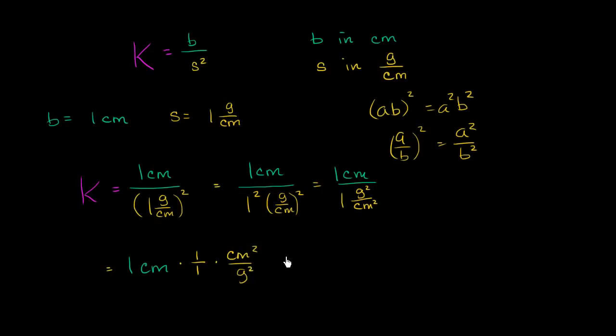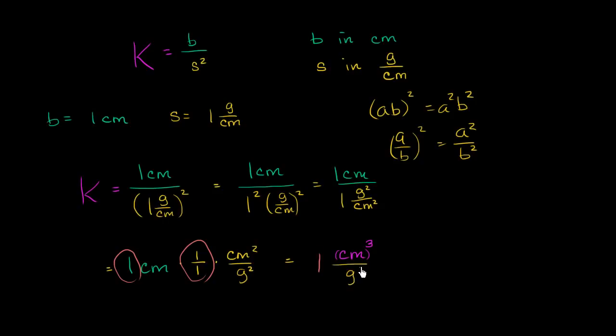So what's this going to be equal to? Well, if I take the numeric parts, 1 times 1 is just going to be 1. And now, remember, we can treat the units algebraically. I have centimeters times centimeters squared. Well, that's going to get me to centimeters cubed, centimeters to the third power. And this isn't c times m to the third power, this is centimeters to the third power. You could write it like this if you wanted to be clear about it. Per, and over here we still have grams squared.